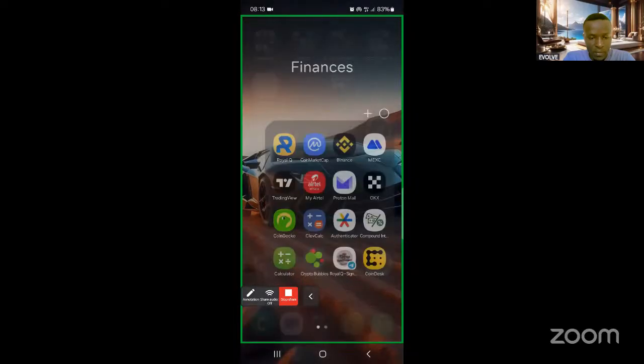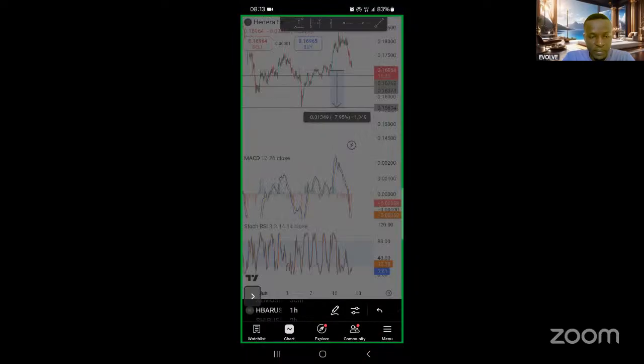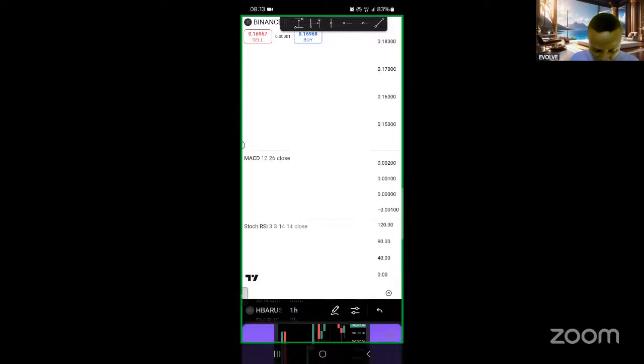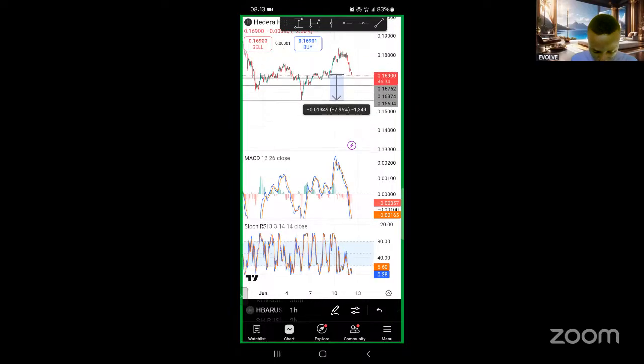Let's get in TradingView. How many here have downloaded TradingView already? And this is the lesson I want us to get clear on. So we learned this yesterday.